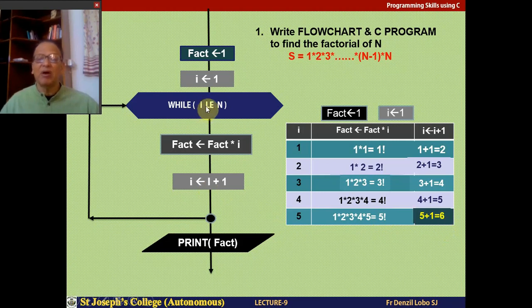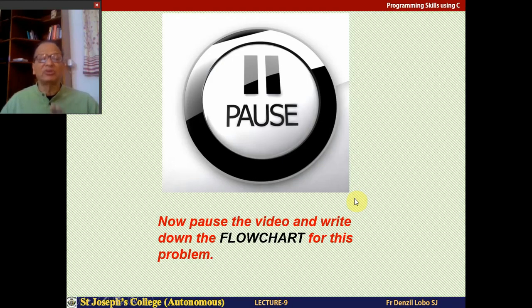I has become 6, and since the i value is now more than 5, it comes out of the loop and prints the value of factorial, that is equal to 120. If you multiply the numbers 1 into 2 into 3 into 4 into 5, you get 120, and therefore it has come out of the loop. Now it is your task to write the complete C program. Once again, I request you to pause the video and write the program, then come back to the video and see whether you have written your program correctly.